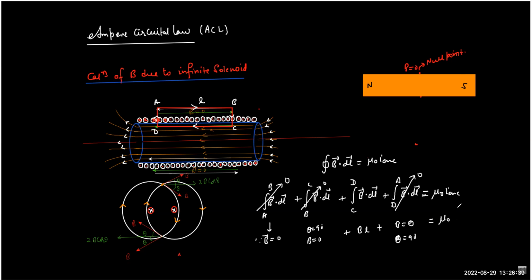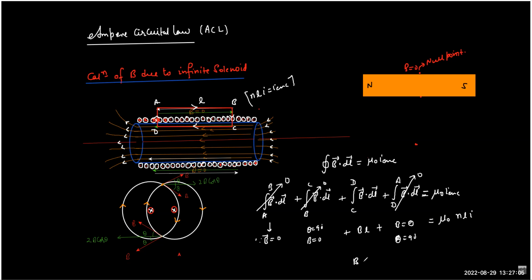And now comes the current part, I enclosed. So I enclosed is what crosses the contour. That's called I enclosed, right? So how much current will cross this contour? N is the number of turns per unit length. So NL is the total turns, and every turn will have current I. So this is your current enclosed, right?